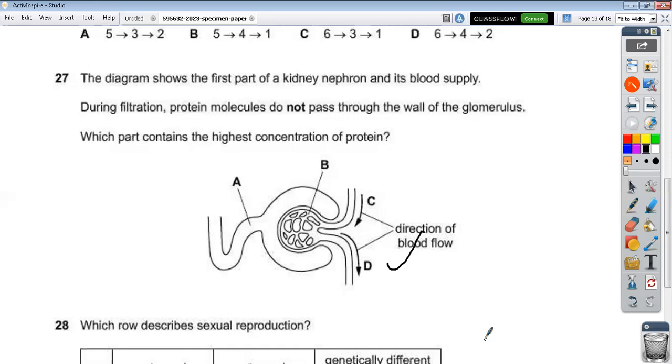Yes. Okay, so my question is, I'm sure you have read about absorption and filtration, but we're talking about filtration. Protein molecules do not pass through the walls of the glomerulus. So what is part C and what is part D in terms of your diagram? Because you need to know the parts. You look at those arrows. What is part C and what is part D?